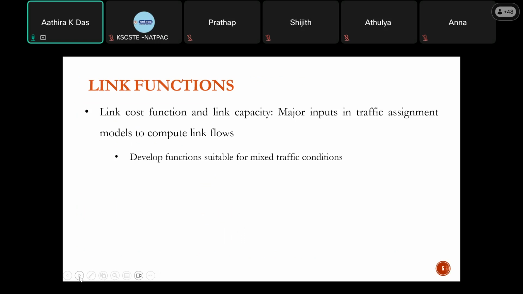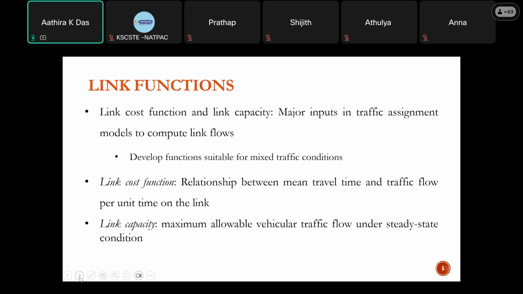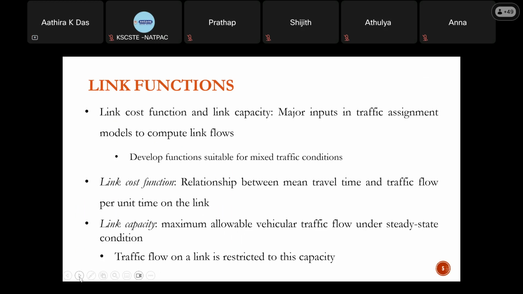So we can develop functions that are suitable for mixed traffic conditions, that are link cost functions and a variable link capacity, which can be suitable for a mixed traffic network. So defining a link cost function, it is a relationship between the mean travel time and traffic flow per unit time on a link. And link capacity is the maximum allowable vehicle traffic flow under steady state condition. And traffic flow on a link is restricted to this capacity to determine the flow in a network.